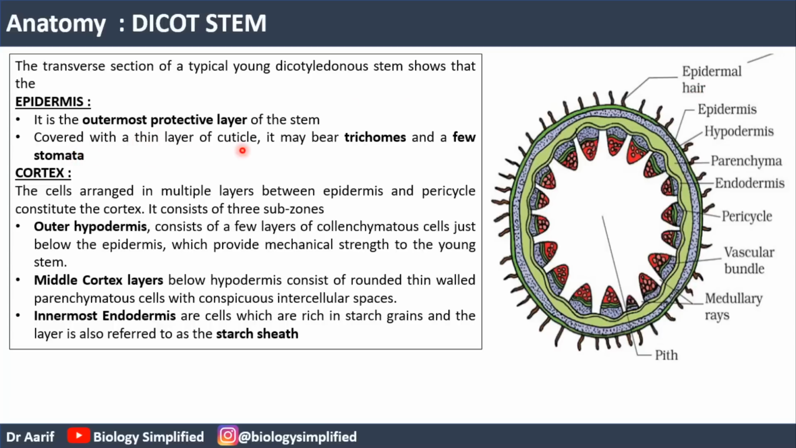Covered with a thin layer of cuticle, it may bear trichomes and a few stomata, right? Very few stomata can also be present on the epidermis of the stem. Then we come to cortex. Now here, what they have done is they have divided the cortex into three layers, right? Just below the epidermis is the hypodermis, right?